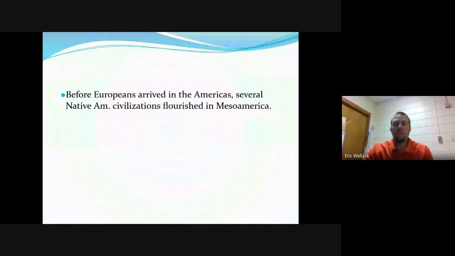They were flourishing in an area called Mesoamerica. You've probably never heard that term before, but all that means is Middle America. Where do you think Middle America is? Yeah, in the middle of America. So you've got North America, South America, and right in the middle you have Mesoamerica, or Middle America, and that's where 3 of the 4 civilizations will thrive at the height of their power. We'll talk about those, and then we'll talk about the 4th, which was in a different area.